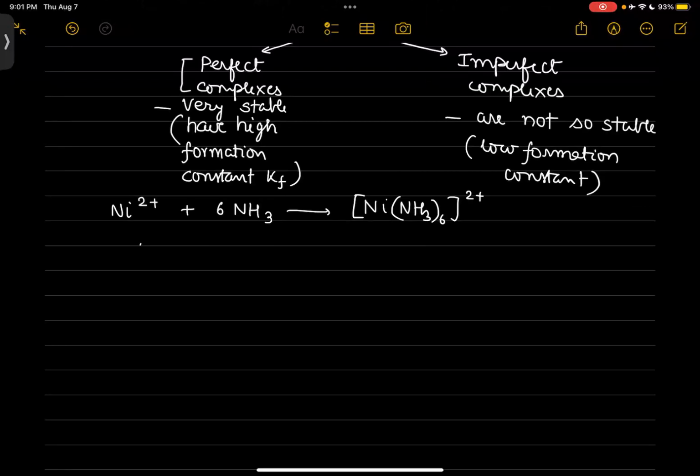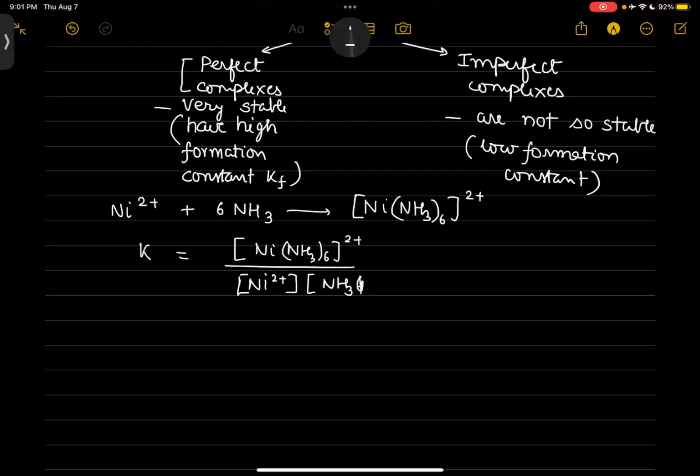So the equilibrium constant will be the concentration of the products divided by the concentration of the reactants. Got it? Each raised to the power of its coefficient. This is the equilibrium constant. And because it is representing the formation, in this case it is called formation constant.